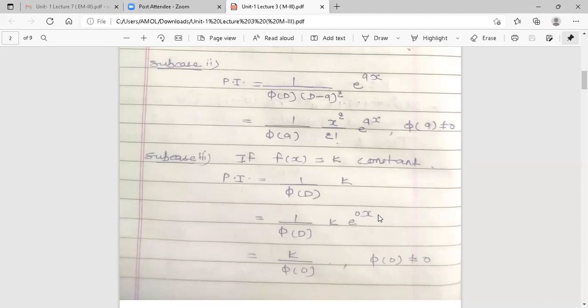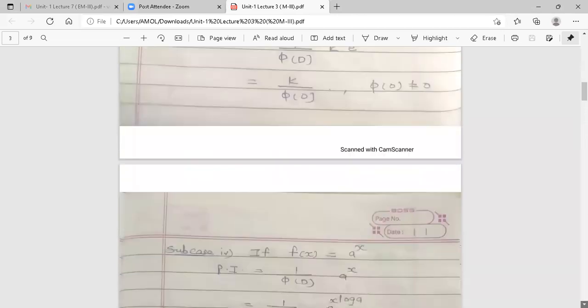And it is an exponential function, and the coefficient of the exponential function is 0. So you replace d by 0, and then your PI will be k upon phi of 0, and the condition is that phi of 0 must be non-zero. If it is 0, then you know how to find the PI. If phi of 0 is equal to 0, then it is the case of failure, and we discuss that in case 1.